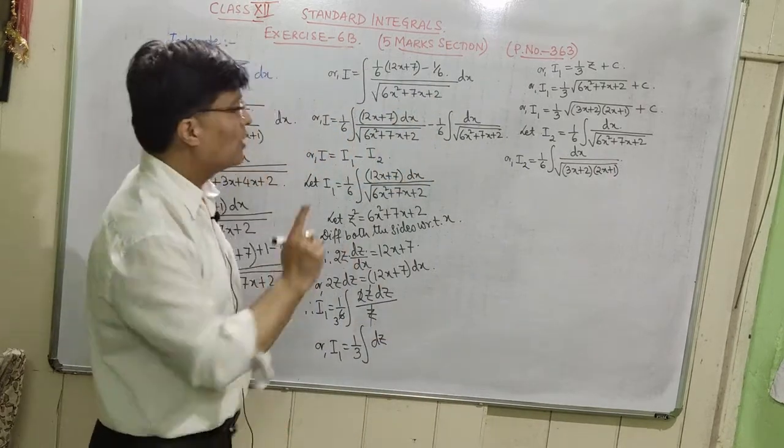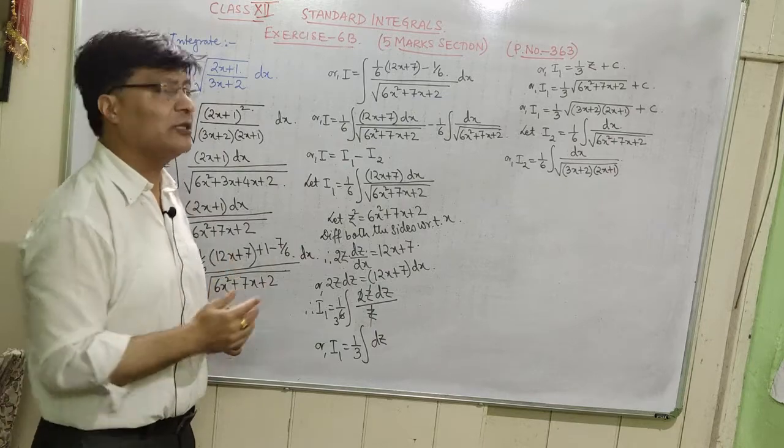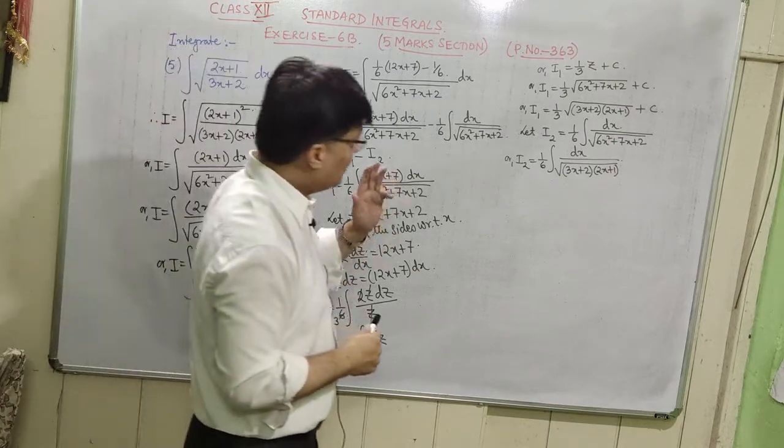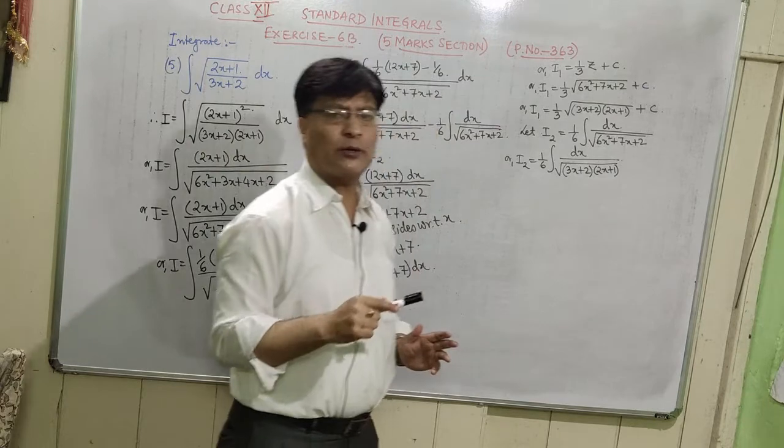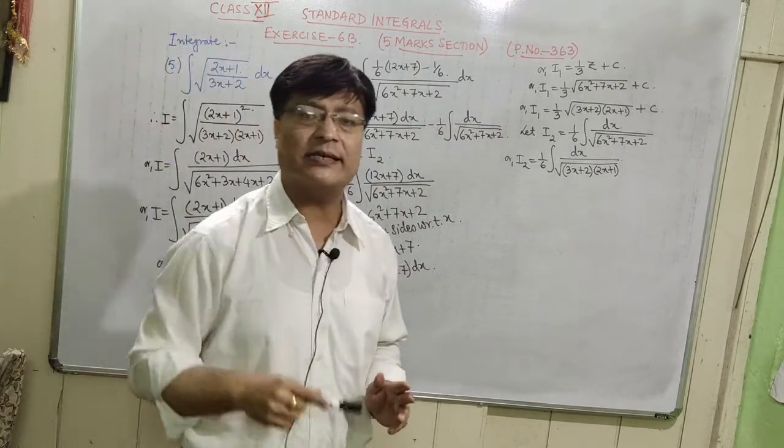Is that clear? Now both the factors are within the square root and there is dx in the numerator. Now if both the factors are within the square root and the power of x is 1, you can assume any one of the factors as z square.